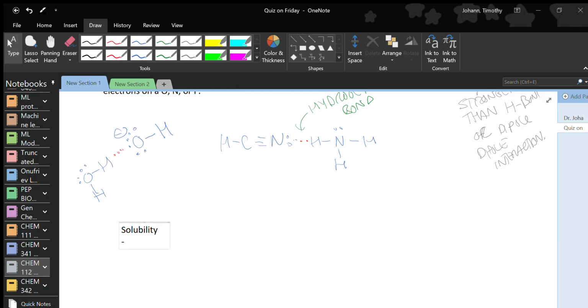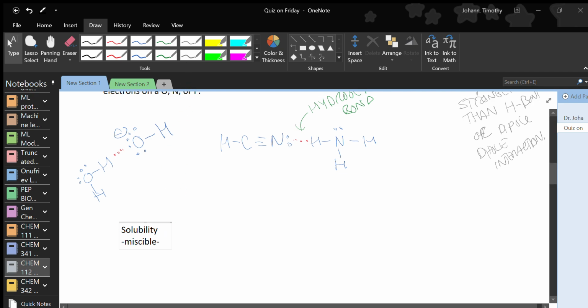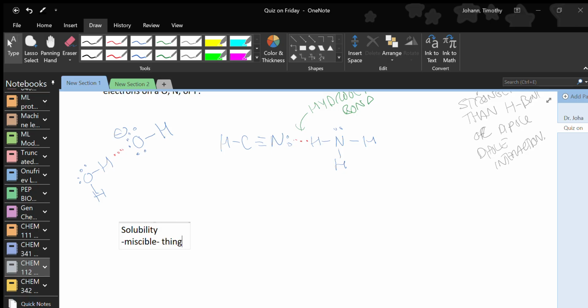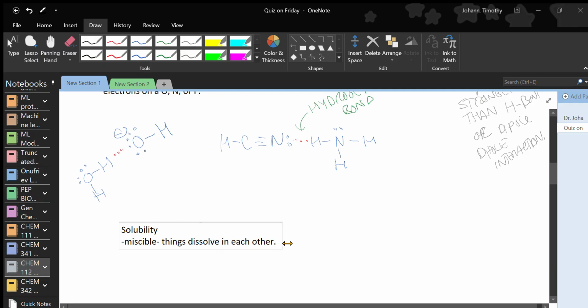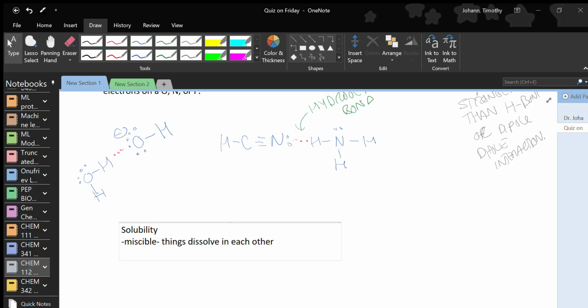All right, solubility. Especially when we think about mixing liquids together, we can talk about liquids being miscible. What we mean when we talk about things being miscible is that they dissolve in each other essentially. Really often we'll be talking about something dissolving in something else, like salt dissolving in water. Generally, the something else, there's more of it.